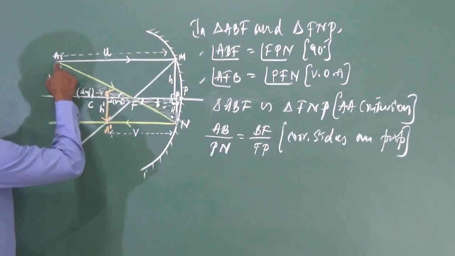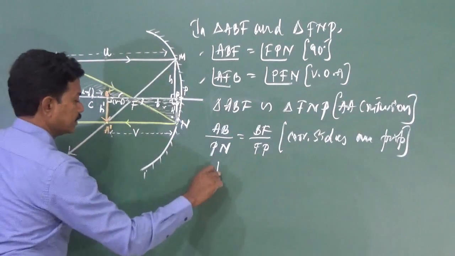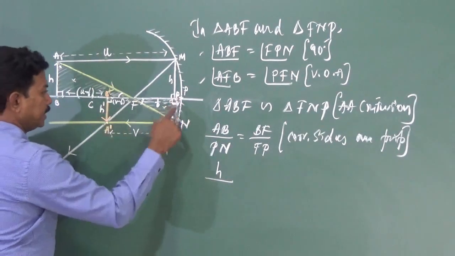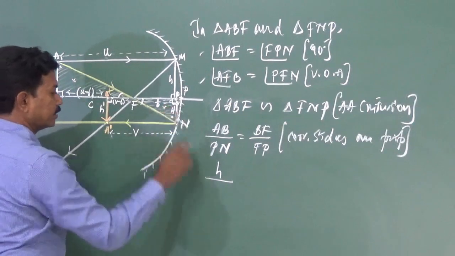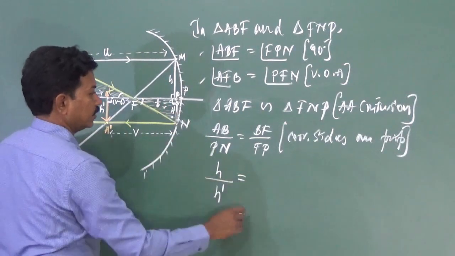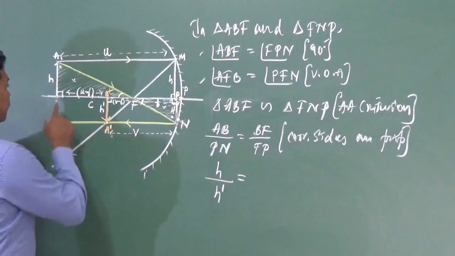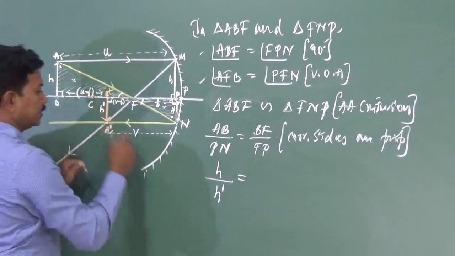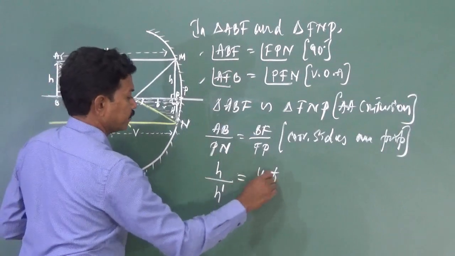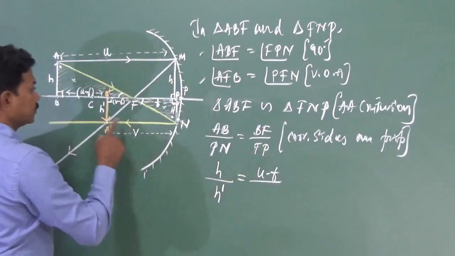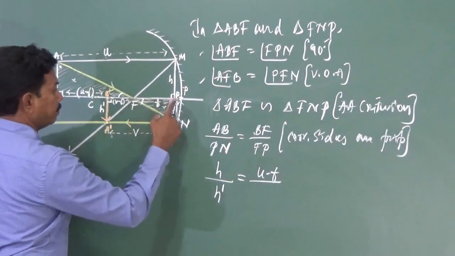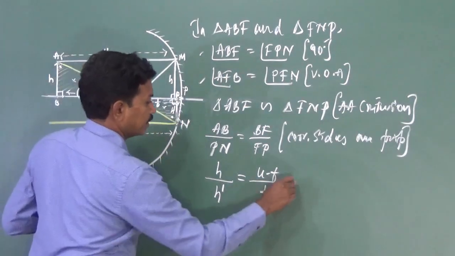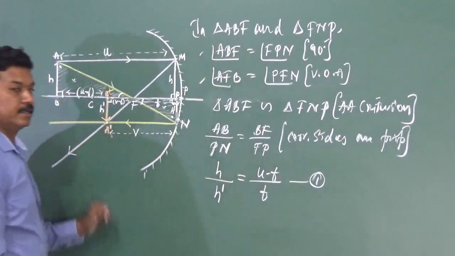Now we will write the actual values of AB, PN, BF and FP. AB is h, divided by PN. PN is nothing but h dash, which I have written already here. h dash is equal to BF. The entire BF is u minus f, so u minus f by FP. FP is nothing but the focal length, that is f. Take it as equation 1.